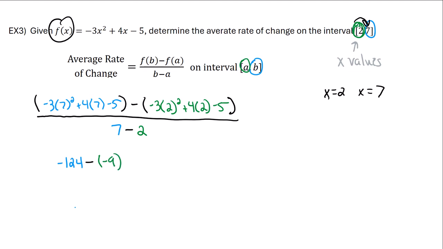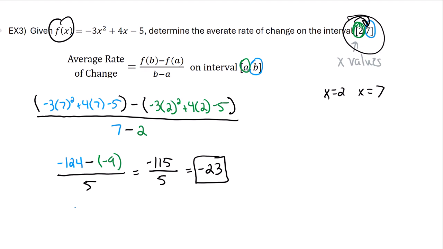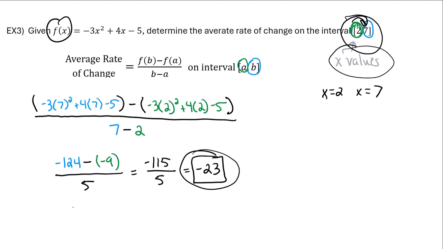and then we should be left with a negative 9. Divide that by 7 minus 2 is 5, equals, if we take negative 124 and take away a negative 9, we're left with a negative 115 divided by 5, and then simplify that one more time, and you're left with a negative 23 as the final answer. So the average rate of change on this interval from 2 to 7, again, those are x values, is negative 23 on average.